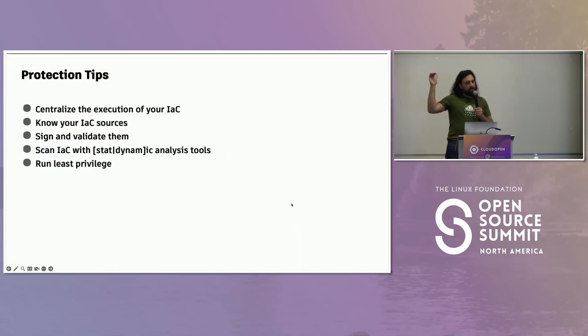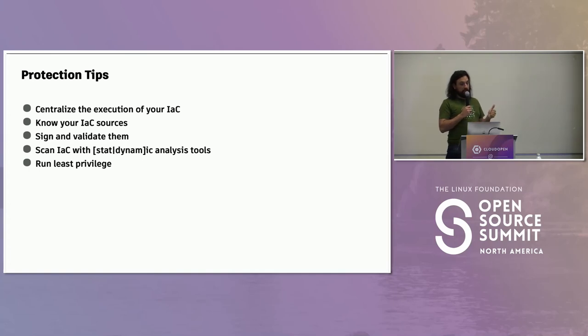So let's come back up to the surface a little bit. That was a bit of a deep dive. Let's close out with some general principles for securing our IaC. First is definitely centralize the execution of your IaC. You need to have a funnel or a choke point, just like in firewalling. That's probably the most important step to getting a handle on things.